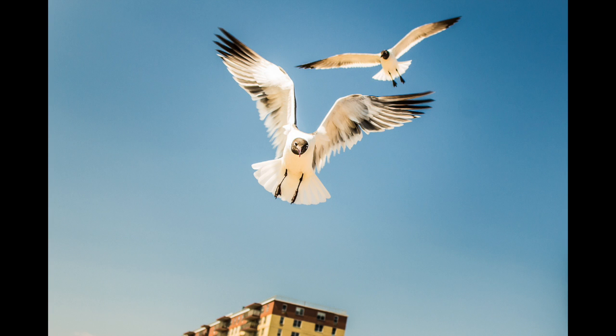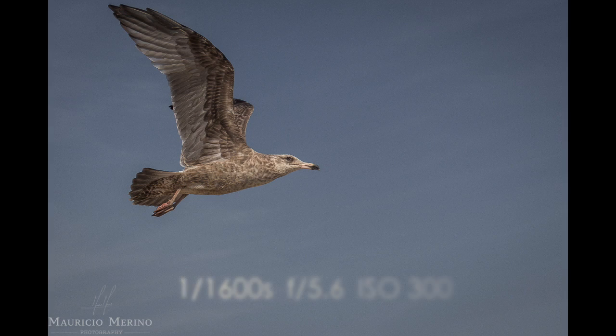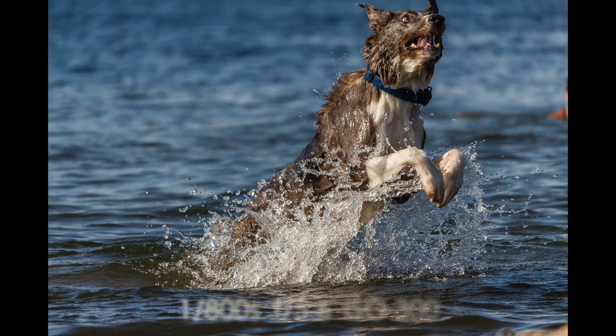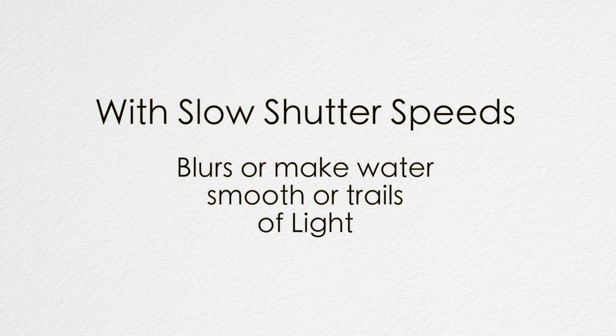Over here there's another bird I caught. This one, the shutter speed here was 1/1600 of a second. That means that it was really fast. This dog right here, he was playing fetch with his owner, and I was able to get him in action and freeze that moment. But with slow shutter speeds, you can create blurs, make the water smooth, and trails of light.